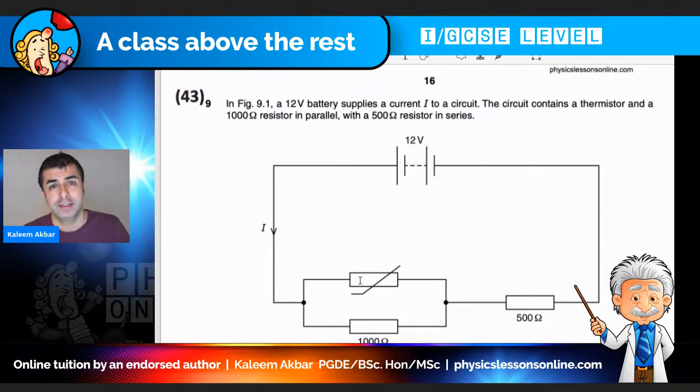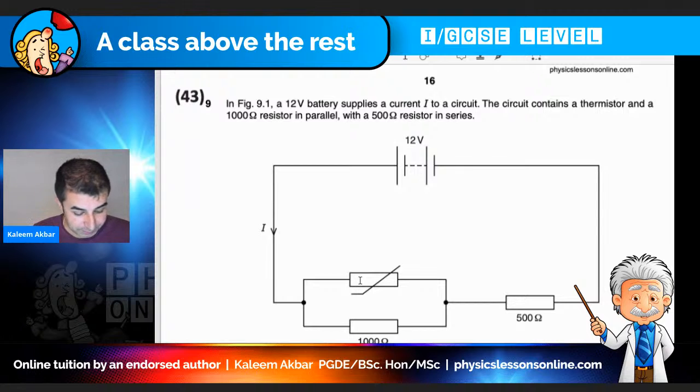Okay, so questions like this, students find quite tricky. First of all, it's not a simple series circuit, it's not a simple parallel circuit, it's a combination of the two. And on top of that, we have a device that can change with the environment changing. For example, here, the thermistor: when the environment is hot, the resistance of the thermistor will go down. And when the environment is cold, the resistance of the thermistor goes up, and that has a knock-on effect elsewhere.